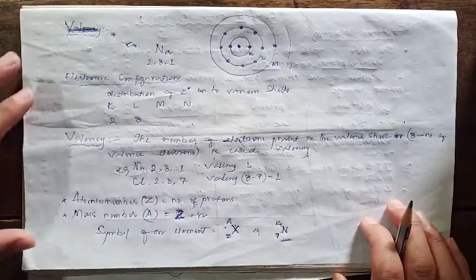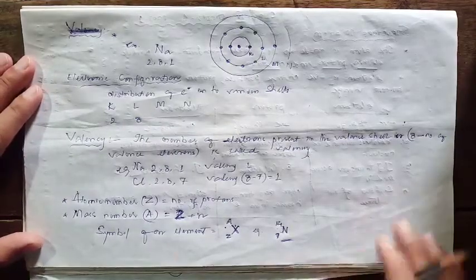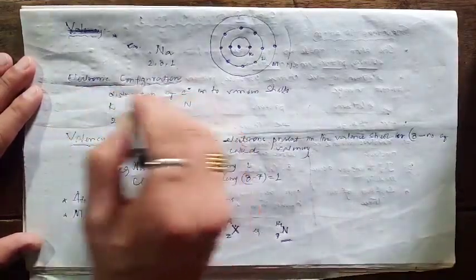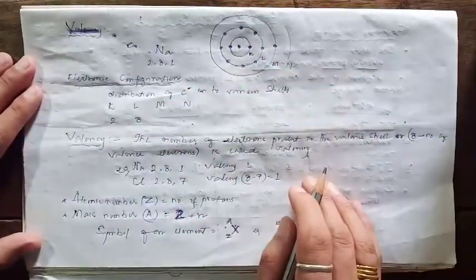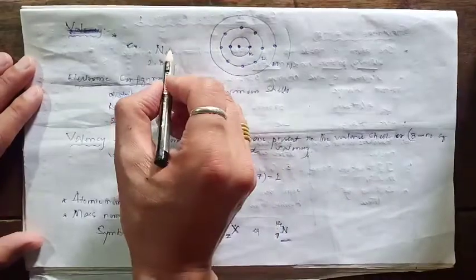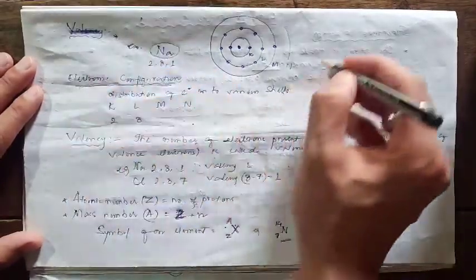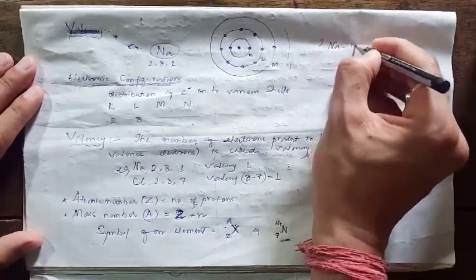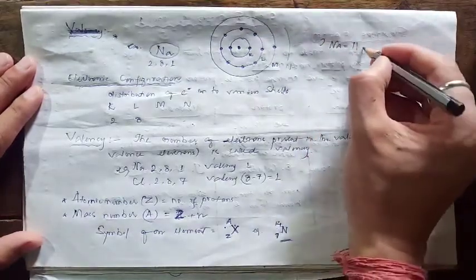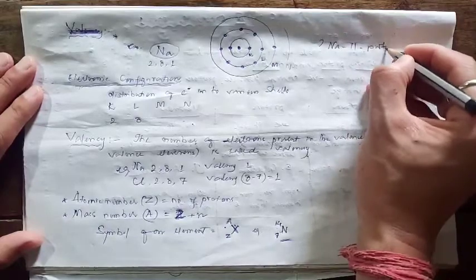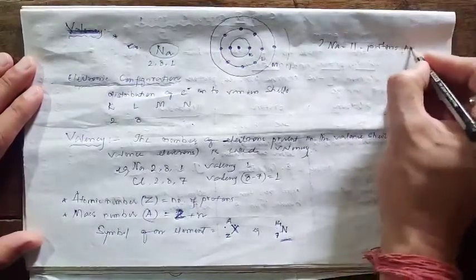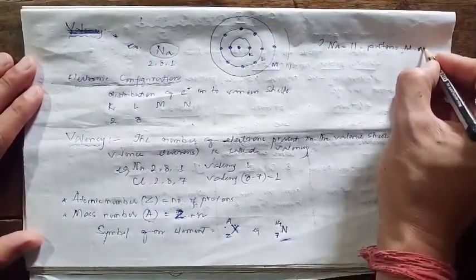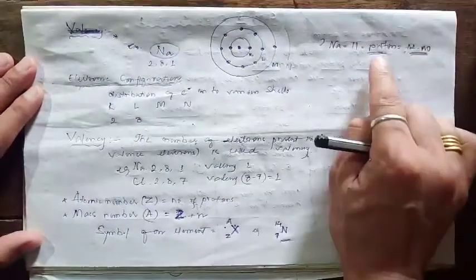So now, to understand the distribution of electrons, let's try and understand the electronic configuration. Electronic configuration is the distribution of electrons into various shells of an atom. Now, to understand this, let's take the example of sodium. Now, student, we know sodium has an atomic number of 11. Atomic number is also called the number of protons, student.